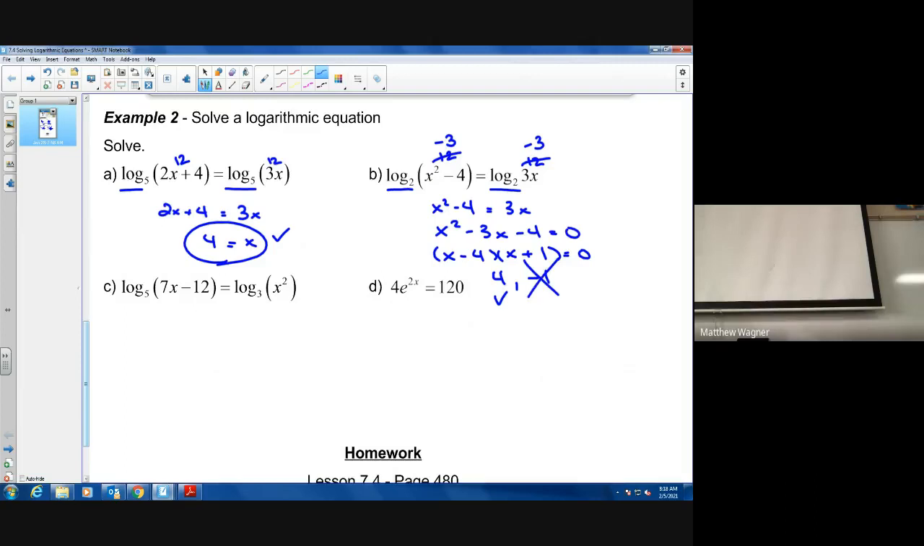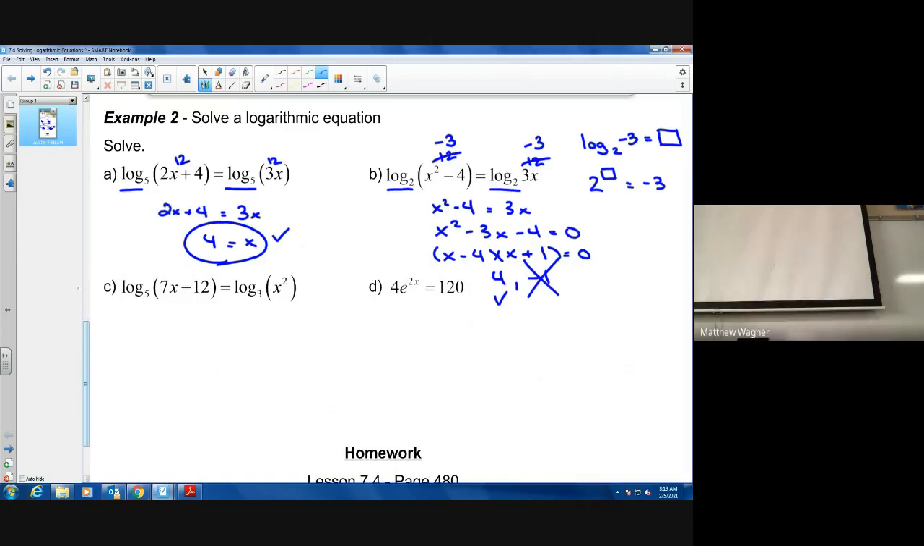Negative 1 doesn't work. And the reason is log base 2 of negative 3, does that equal anything? Well, 2 to what power is going to give me a negative 3? The answer is nothing. We can't log negative numbers, and we can't log 0. No number exists that I can raise 2 to a power and get a negative number.